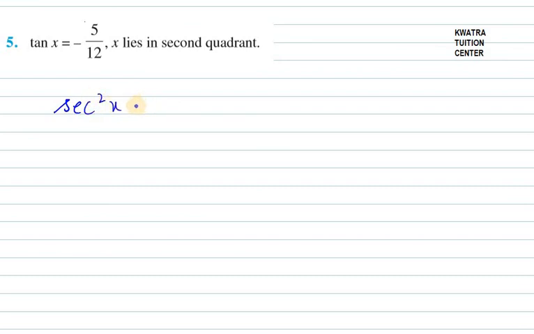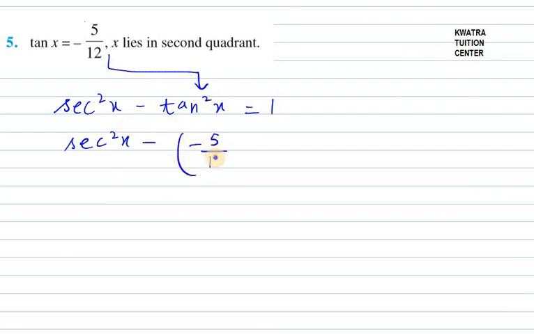the identity sec square x minus tan square x equal to 1. So we have the value for tan x, so we'll be putting this value in for tan x. So it will be sec square x minus (minus 5 over 12) whole square equal to 1. Now sec square x can be found with the help of this equation. So it will be sec square x minus 25 over 144 equal to 1.